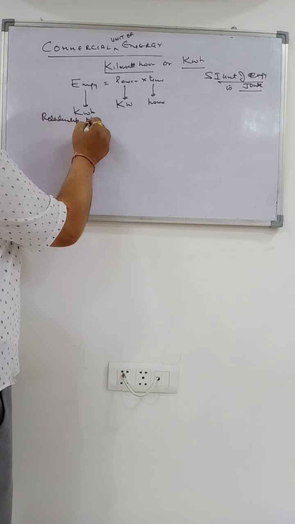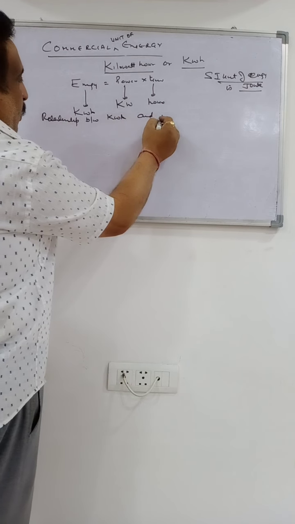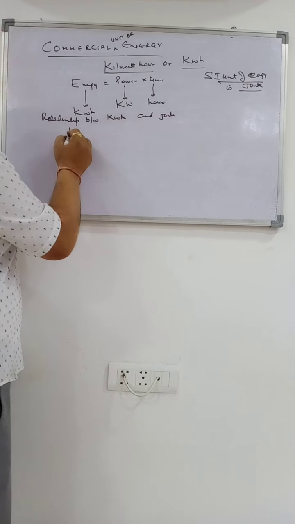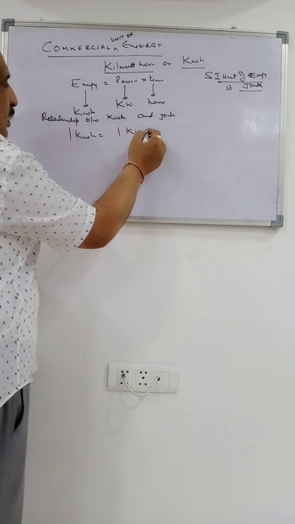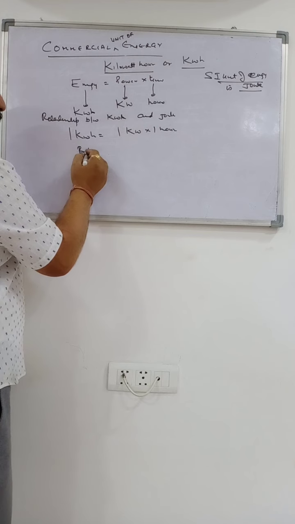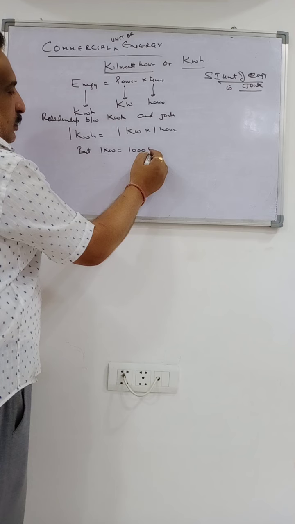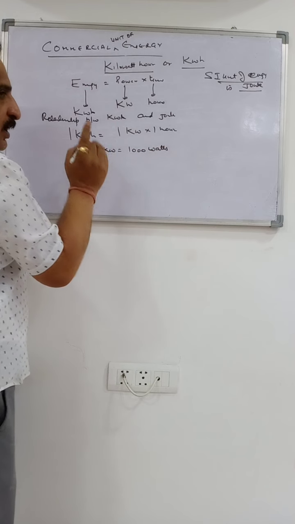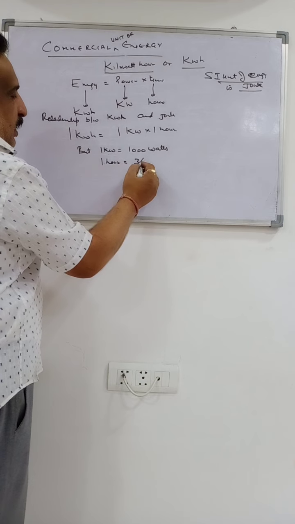Relationship between kilowatt hour and joule. What is 1 kilowatt hour equal to? 1 kilowatt into 1 hour. But 1 kilowatt is equal to 1000 watts. This you very well know. You have done it in 9th class also. 1 hour is equal to 3600 seconds.